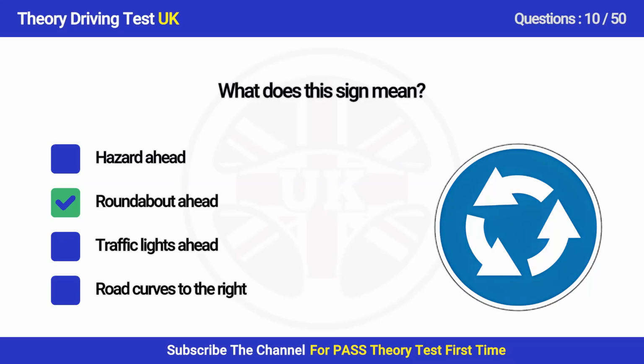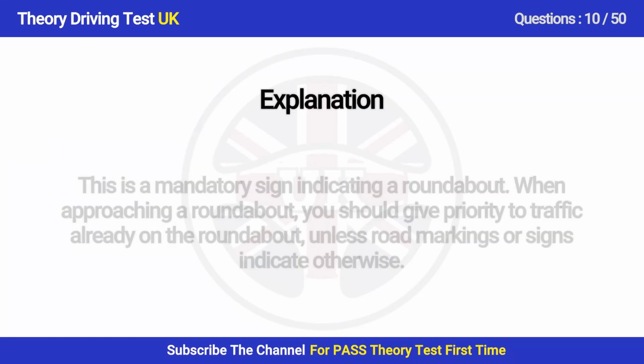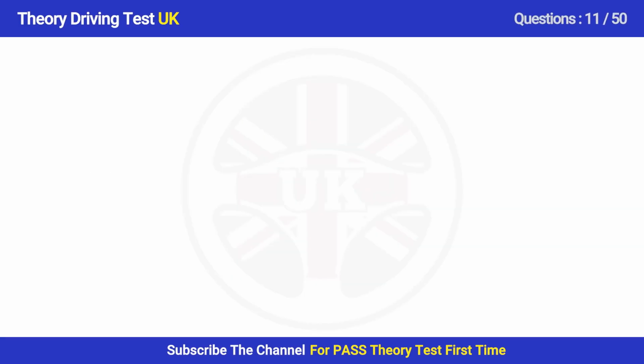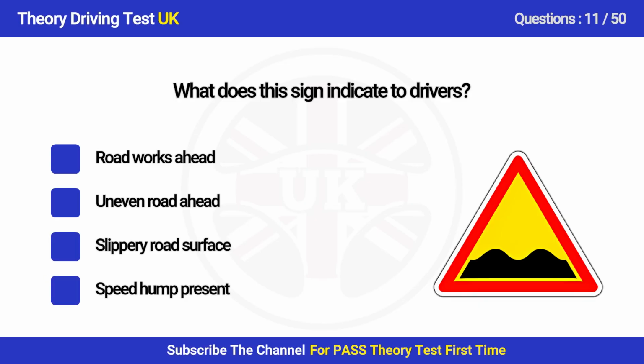Answer is B. Roundabout ahead. This is a mandatory sign indicating a roundabout. When approaching a roundabout, you should give priority to traffic already on the roundabout, unless road markings or signs indicate otherwise.